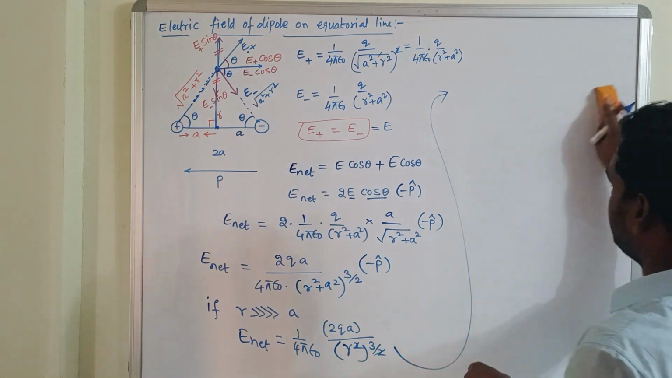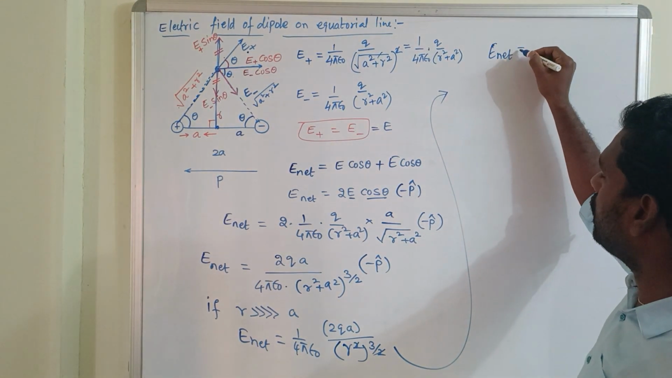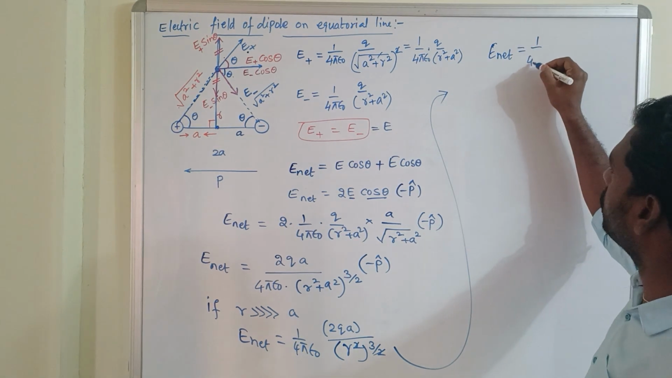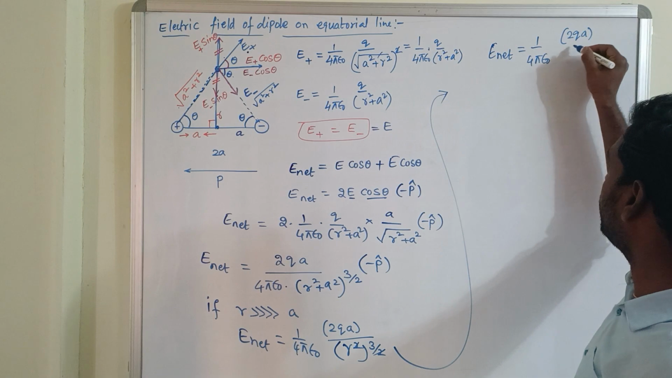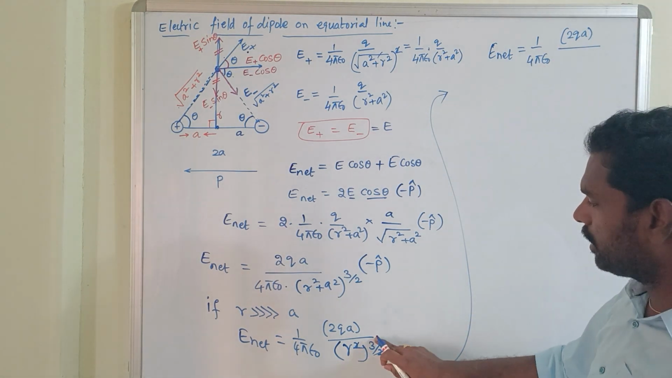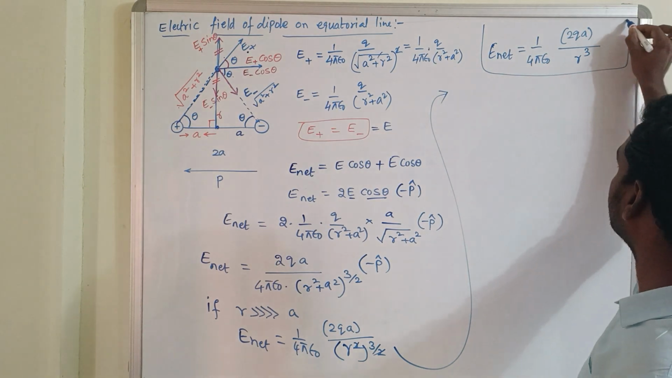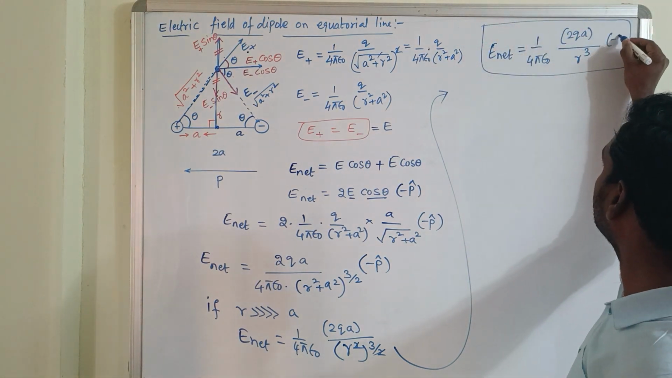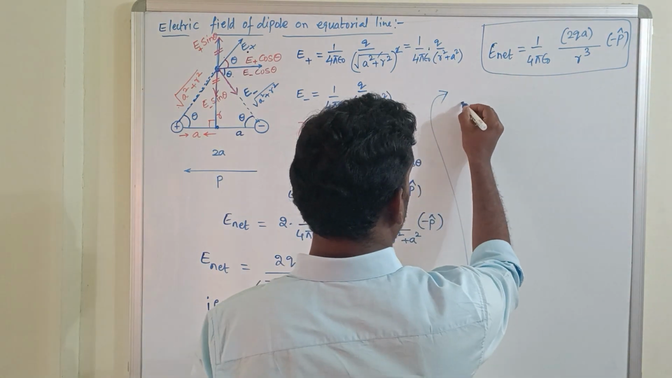I can write the net electric field due to an electric dipole on the equatorial plane as 1 by 4 pi epsilon naught into 2qa divided by r cube. This is the electric field.